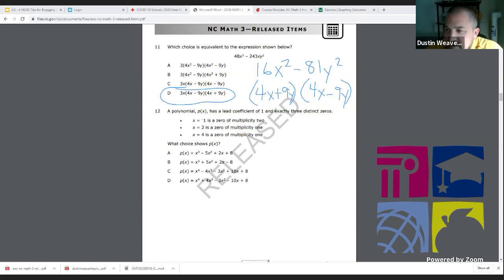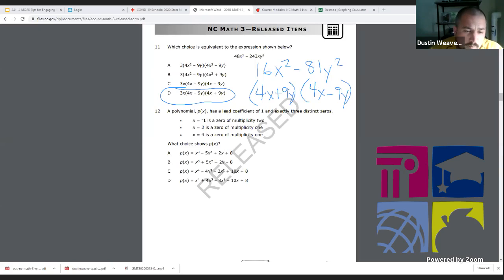So the key is taking out the GCF, and then once you are able to take out the GCF, then you are working with a difference of squares. So you're going to take the square root of each term, and you write the plus and minus on each side there. Okay. So that is the answer for number 11.